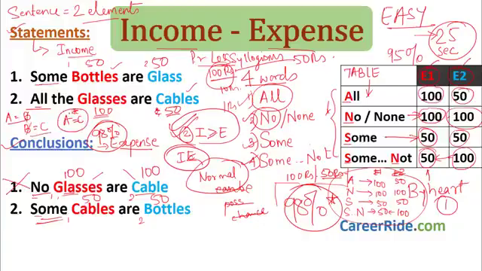Same way over here, find the common thing. You have bottles and glass. You have glass and cable. So glass is common with glass. Okay, glass is common with glass. I'll just circle these two. Now what to do?